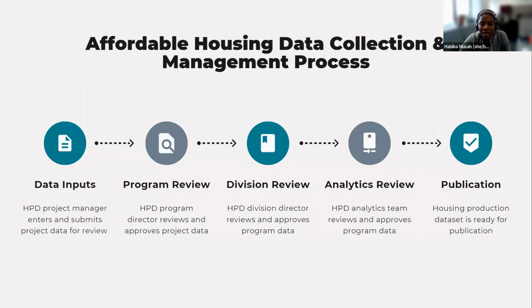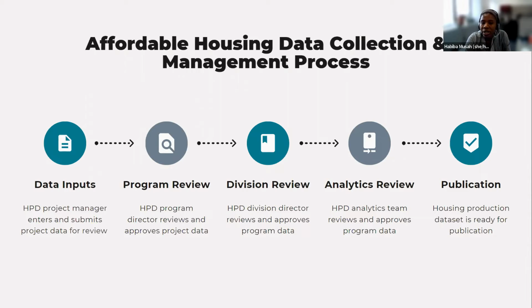Internally, the affordable housing data goes through a multi-level review process before it's published as open data. Once an HPD project manager closes a project and enters the required data for that project, the project manager then submits the data for review. The project's data goes through a multi-step review process where the program's director reviews the data and the analytics team also reviews it before it's published.